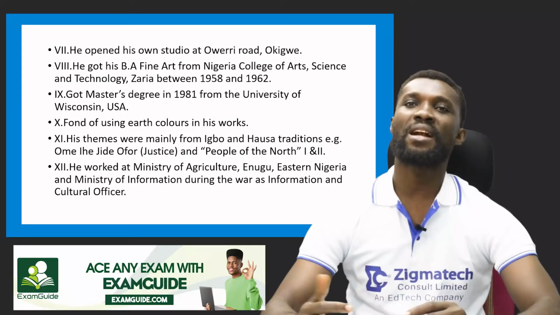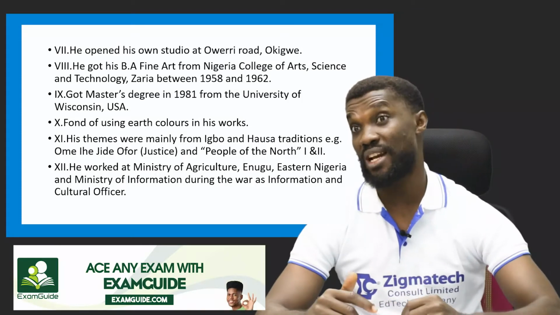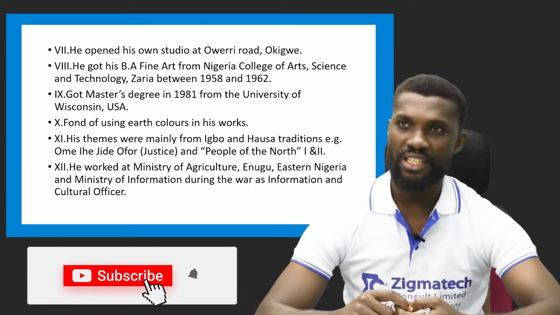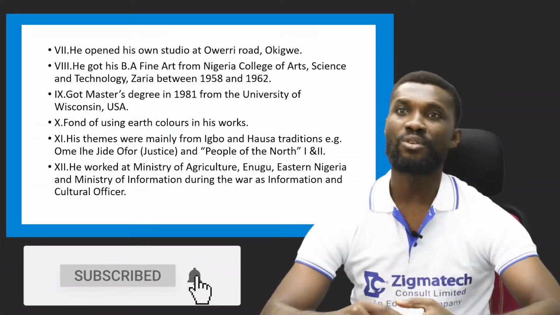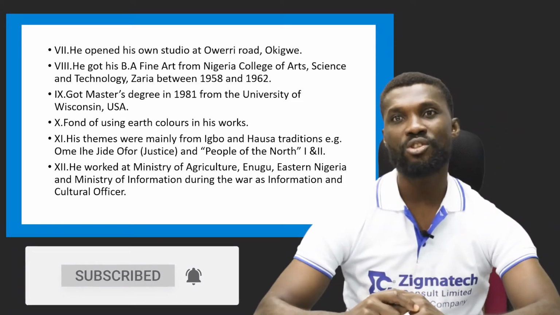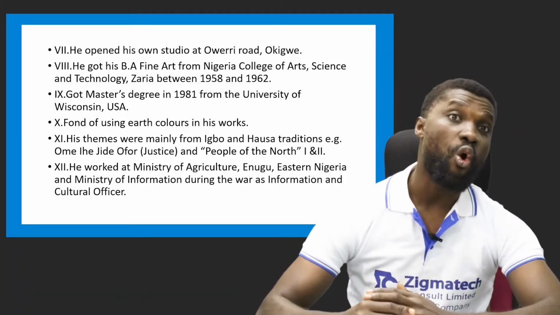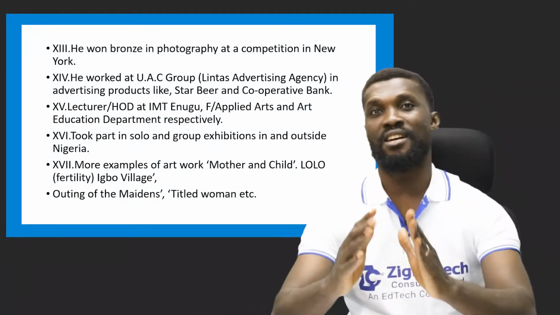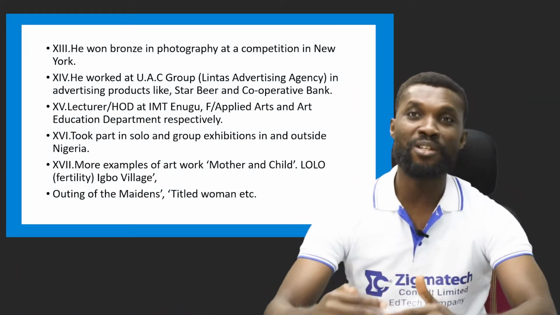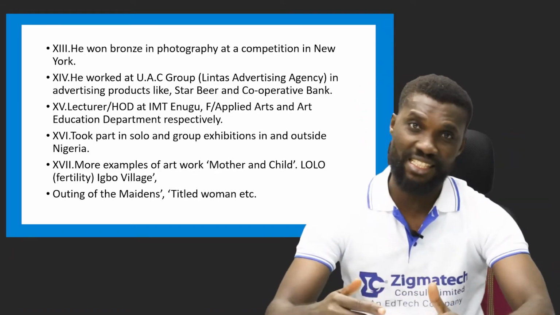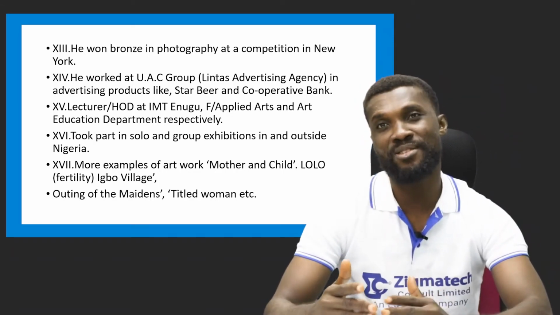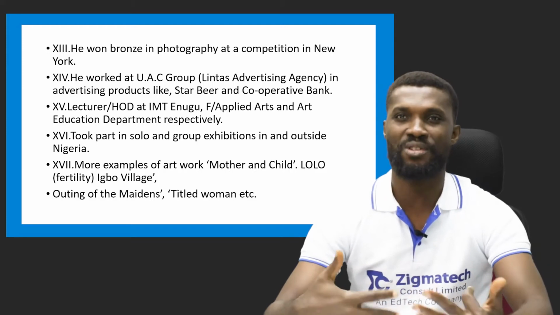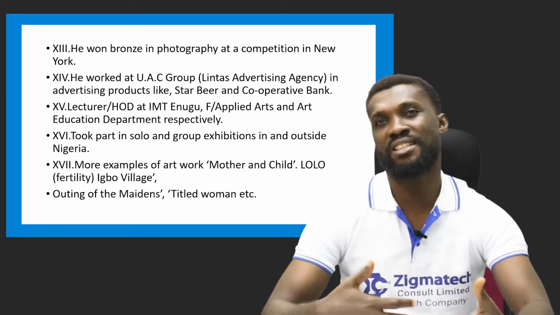All right. So Mwamara, he worked at the Ministry of Agriculture, like I told you initially, in Enugu, in Eastern Nigeria, and the Ministry of Information during the war as information and cultural officer. If I start explaining most of the things he did, it will really take us a longer time. But however, we'll just see the few ones we can lay our hands on, and then we'll still proceed.